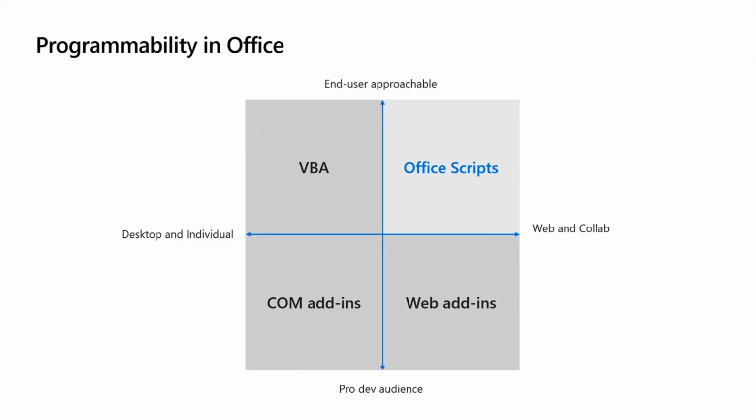And so this graph is really just showing how our team thinks about the different automation solutions from this axis of the different platforms that you can use, desktop to web, as well as how easy it is to pick up the programming language from approachable to end users to more of a pro developer audience. You'll notice that Office Scripts is more geared towards those end users that might not have a huge amount of programming experience, but also are working in a more collaborative environment in their workplace.